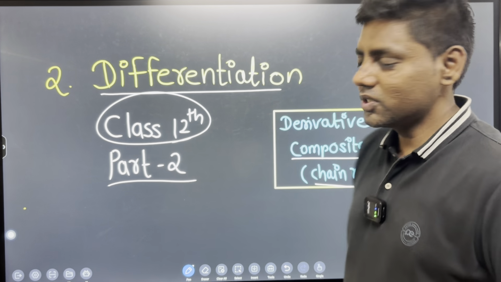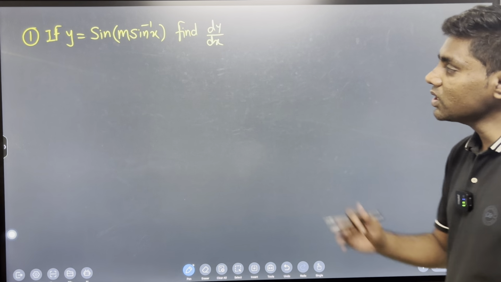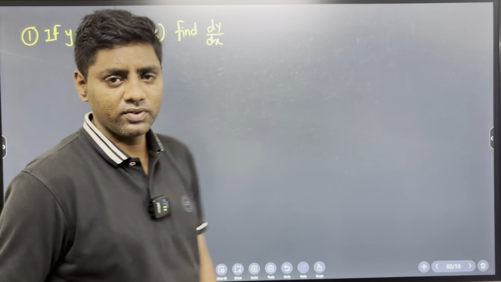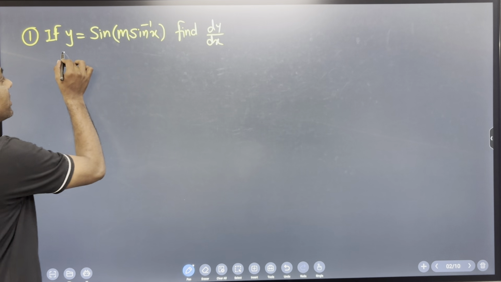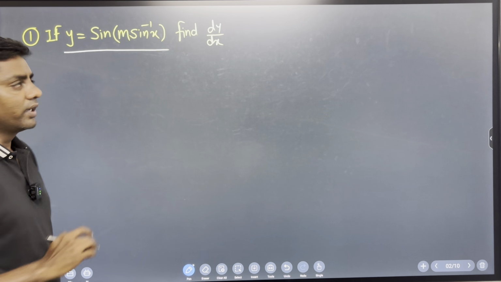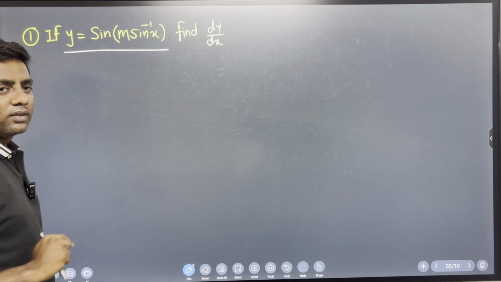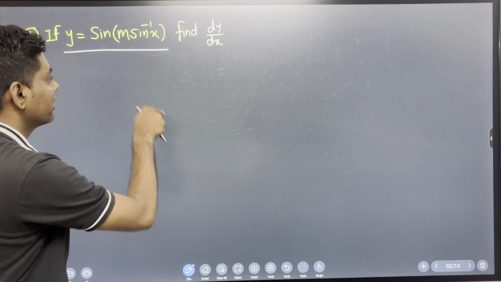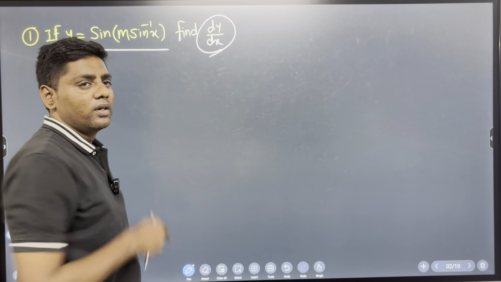Then we go for solving questions one by one. So let's start. This is the first question, very simple. First we have to read it. y is given, and here two functions are there, sine and the angle of sine, that is m into sine inverse x, and now we have to calculate dy by dx.